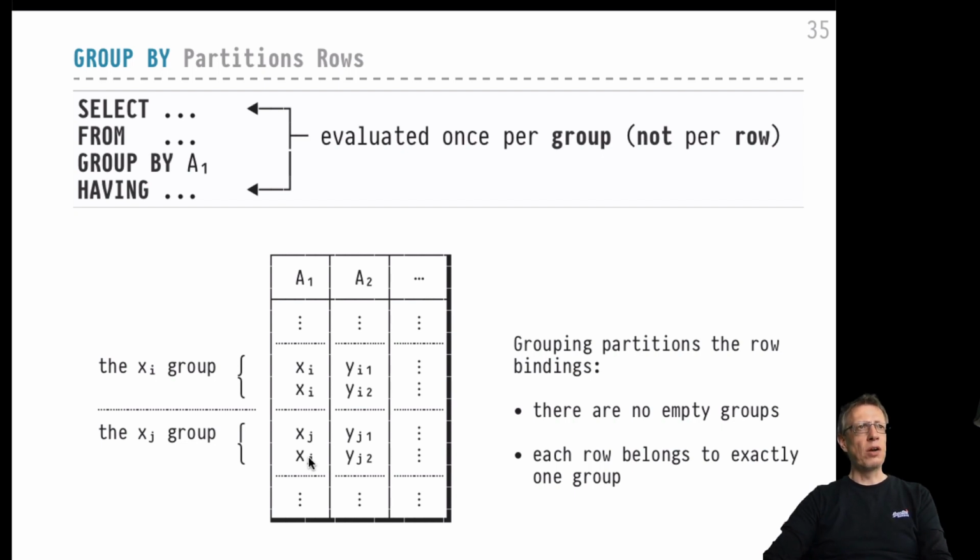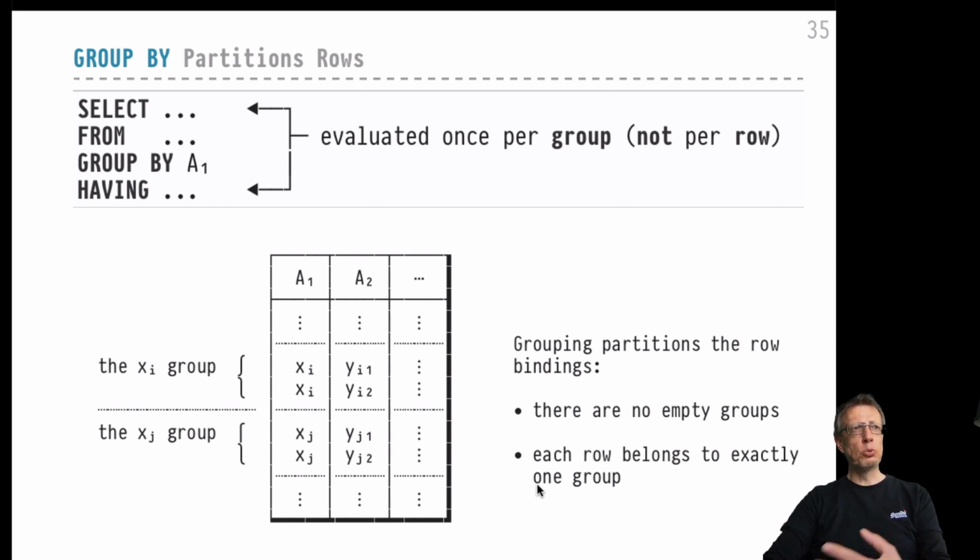All of these groups are now processed together. So they are passed as one into the HAVING clause and they are passed as one into the SELECT clause from now on. The processing is coarser in a sense. The granularity of processing has been row by row. It's now group by group, and there is some coarsening going on. Groups really partition the rows of the input table, of the table that is contributing the row variable bindings.